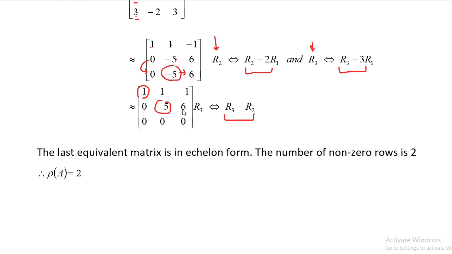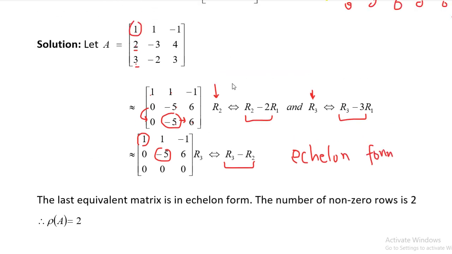Last row can be 0. Now this is the echelon form of the matrix, the required echelon form. So this is not equal to the matrix, this is the echelon form of the matrix. Your matrix is different, and that's why we use this sign. It's not equal, it is row equivalent.